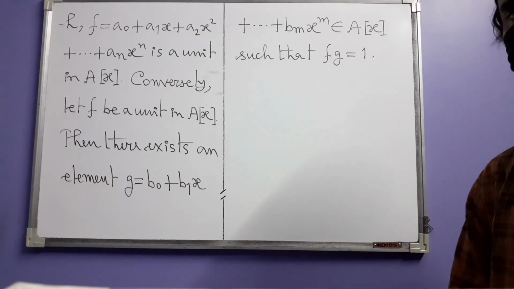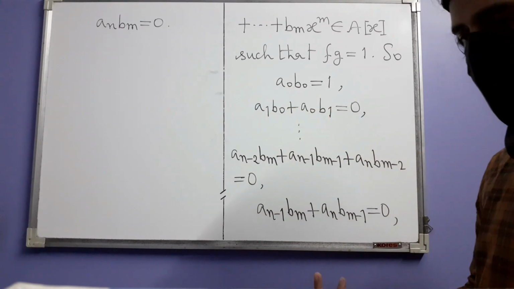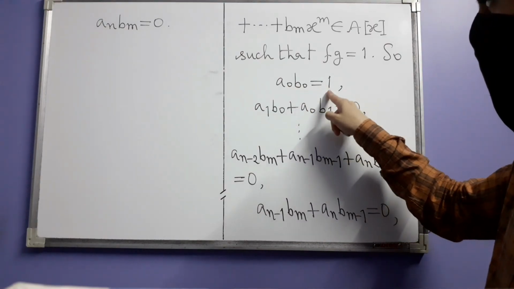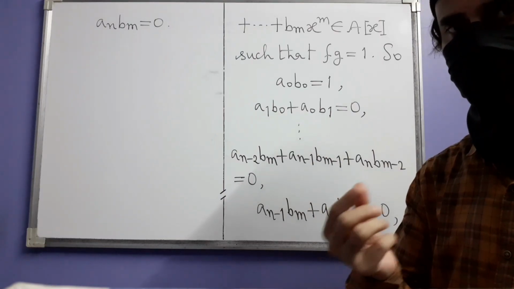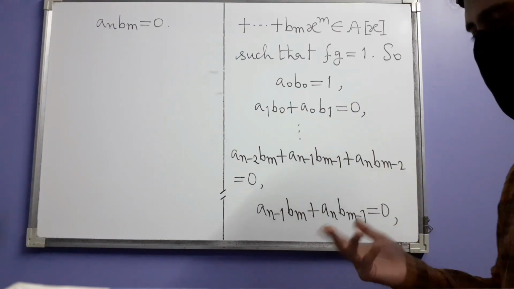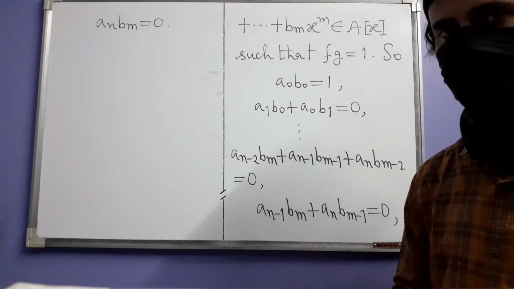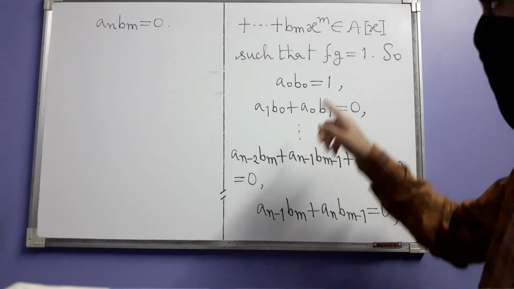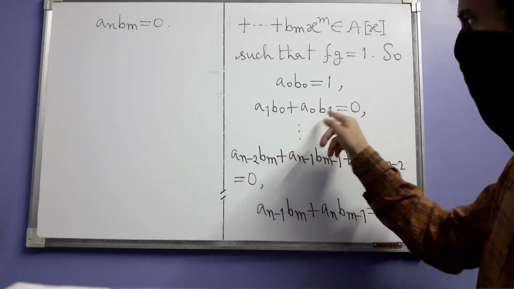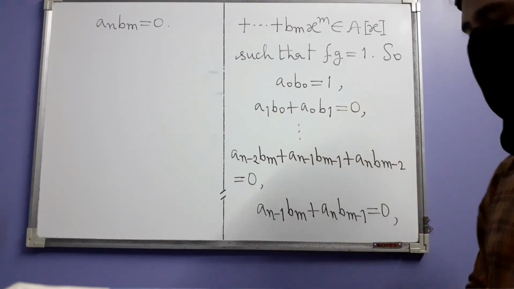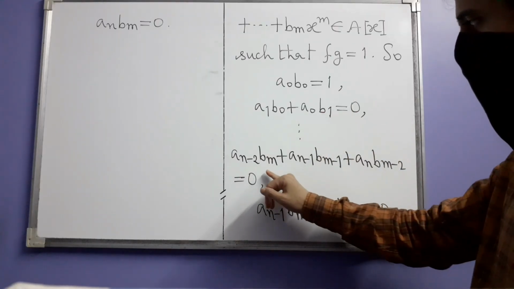So let us write the conditions. Conditions means equations. a0 b0 is equal to 1. So a0 b0 is actually the constant part of the product polynomial fg, which is really easy to see. And then this is actually the coefficient of x, that should be equal to 0, because on this side it is 0. Here, a1 b0 + a0 b1, and like that it goes. You know there will be other intermediate coefficients, all of them will be equal to 0.